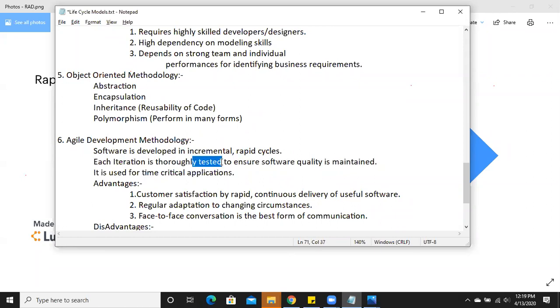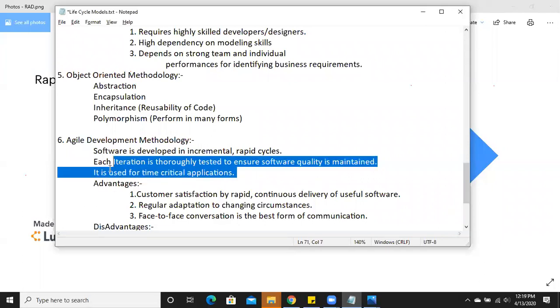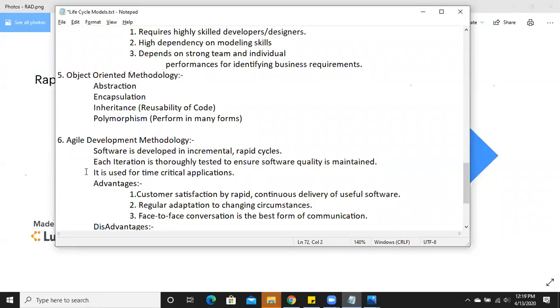हर बार जितनी बार भी मैं iteration करूंगा, उस हर iteration को मैं test करूंगा thoroughly, to ensure the software quality is maintained. अगर मैं software quality को maintain करना है तो मेरे को bug free software create करना होगा, right? And it is used for the critical time application. Now what is the critical applications? I have already given the example to you.